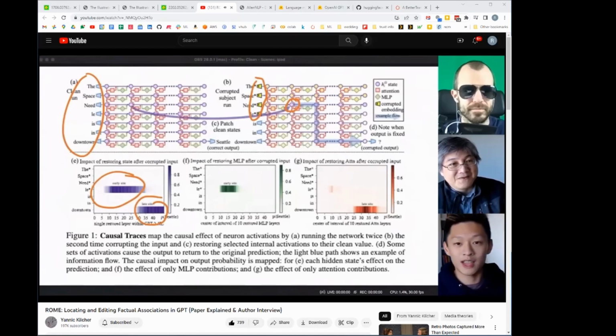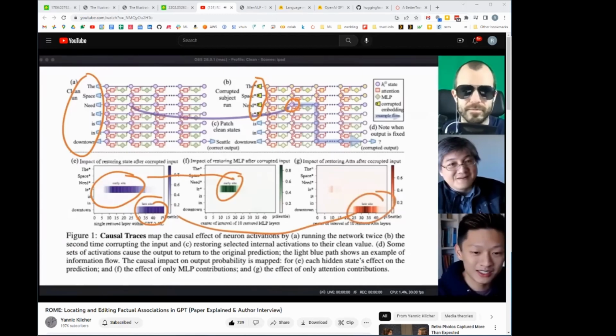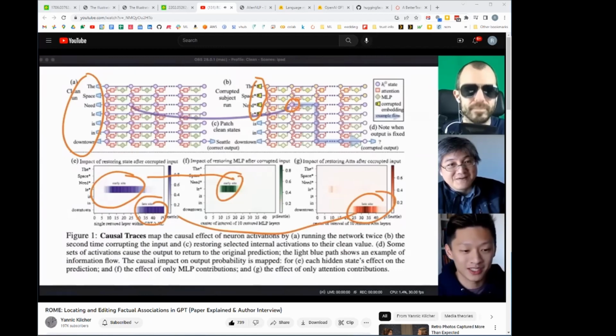So we can actually do this activation copying for specifically the MLP and specifically the attention as well. And what we find is that the MLP corresponds to the early site and then the attention corresponds to the late site. The late site is not exactly too surprising because the model is going to recall the next fact by outputting the next token. So it's right next to the prediction and the causal impact there isn't too surprising. But what's really interesting is this weird early site that seems at first to be in the middle of nowhere.